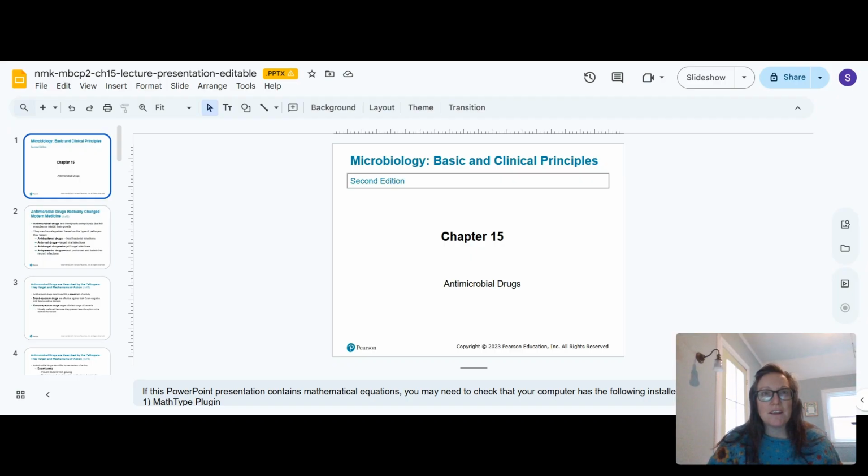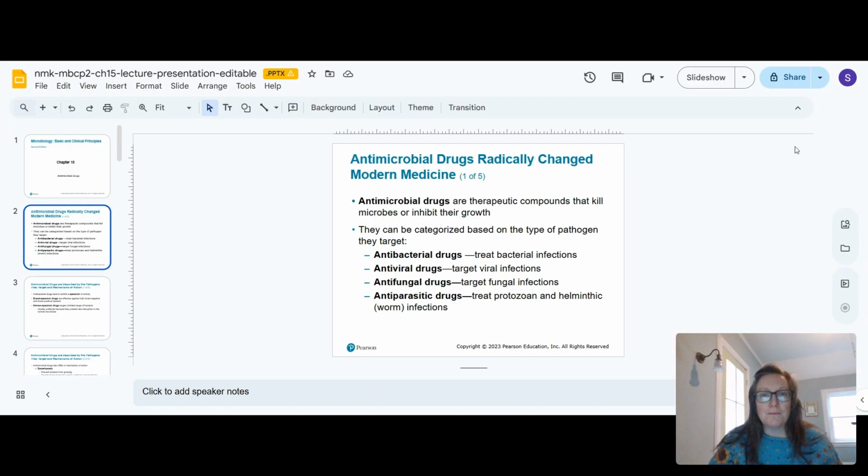Antimicrobial drugs include antibacterial drugs, antiviral drugs, antifungal drugs, and antiparasitic drugs. So these treat, as they refer to, bacteria, viruses, fungi, and parasites. We're not going to go too far into most of these.